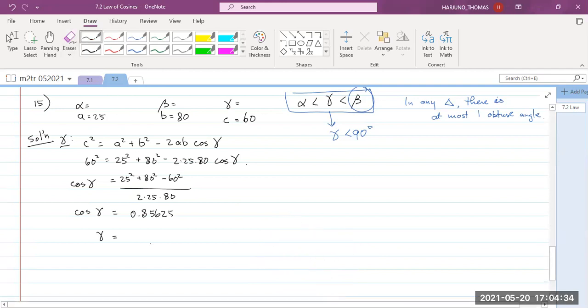Okay, so here I get cosine inverse of 0.85625. So gamma equals 31-something degrees. Huh? Only 31 degrees? Oh, wow. Even I'm surprised. That's angle gamma. This is 31.10190 degrees.